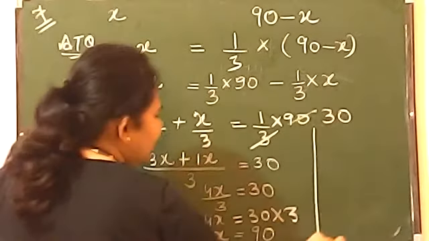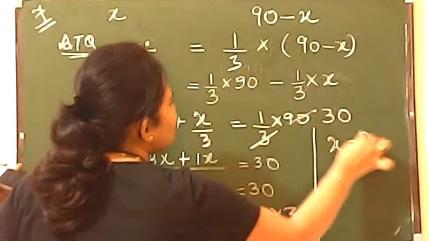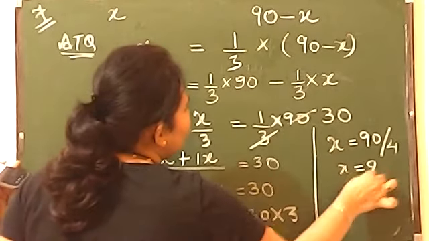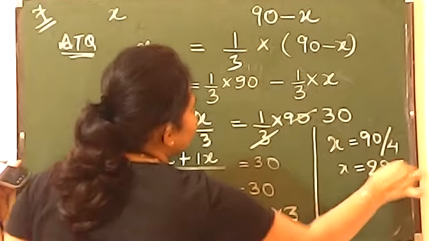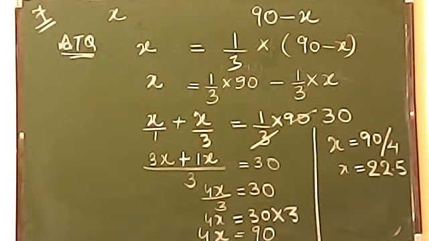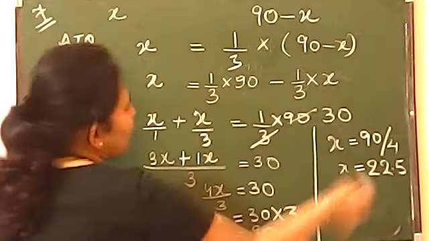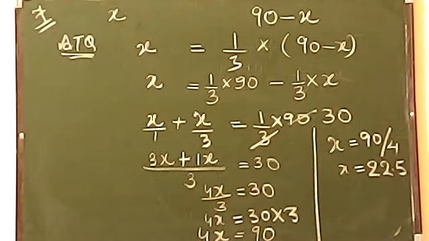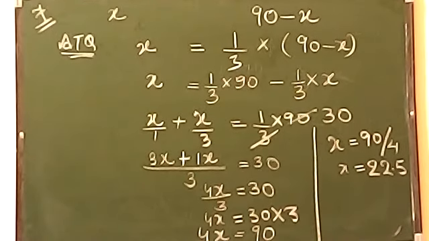Now I am solving here. It will give you x is equal to 90 divided by 4, which will give you 22.5. And its supplement, if you want to find its complement, you will subtract this from 90 and you will get its complement. However, in this question you do not have to solve the complement, beta, okay?